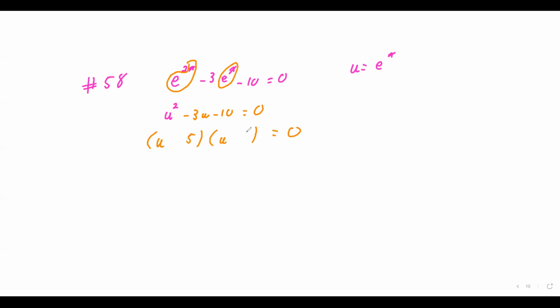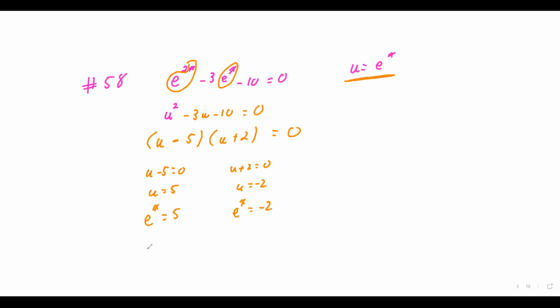Hopefully you're thinking 5 and 2. And then you go, well, one has to be negative. That multiplies to negative 10, adds up to negative 3. Then I get u minus 5 equals 0, u plus 2 equals 0. So I get u equals 5 and u equals negative 2. Once you get to this point, substitute it back in. So now this is e to the x equals 5 and e to the x equals negative 2.